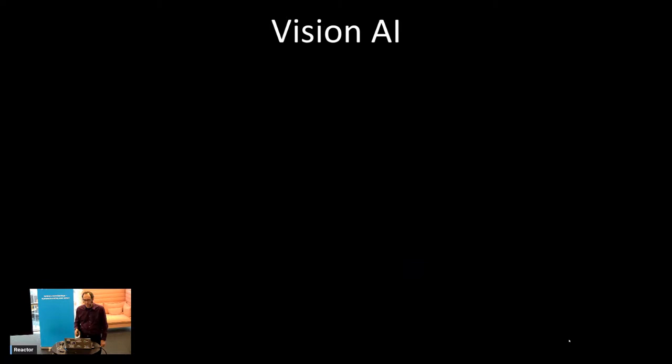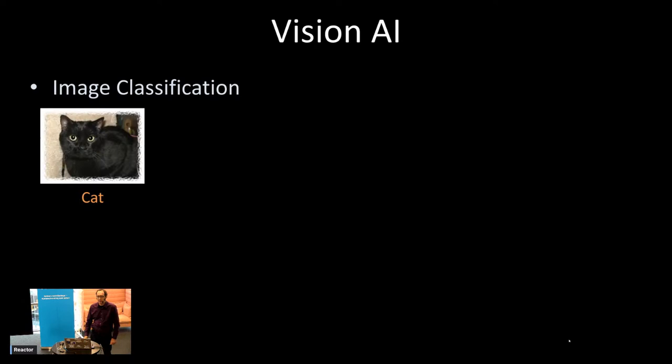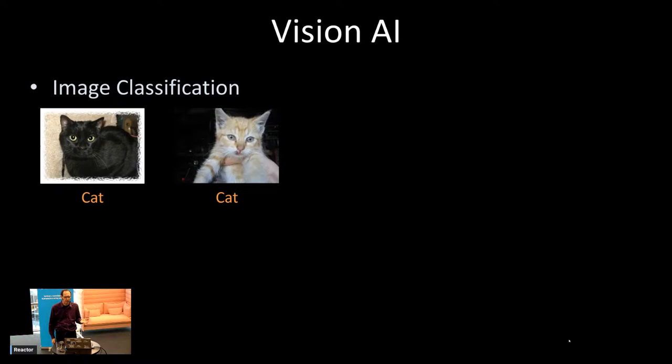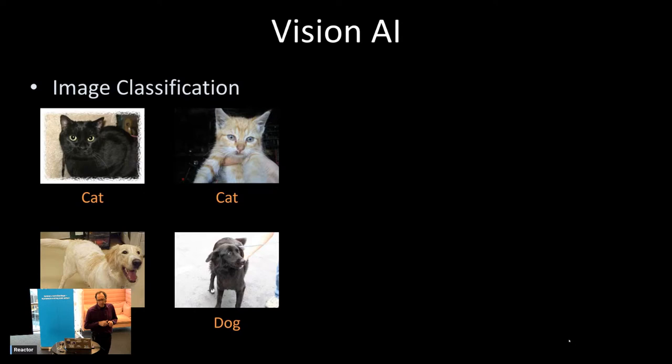So Tess has talked a lot about working with vision AI. And Henrik's also talked about image classification and how we can take, say, images of cats and images of dogs, and we can classify those. With image classification, it's the entire image that's a cat, the entire image that's a dog, and we're putting the labels on those images. Is it a cat or is it a dog?